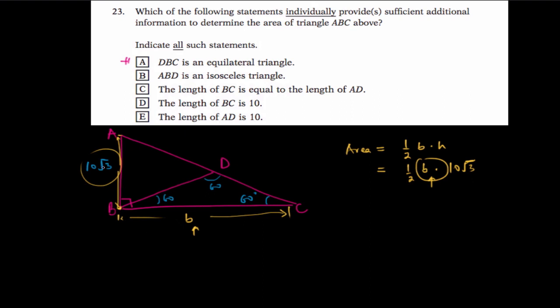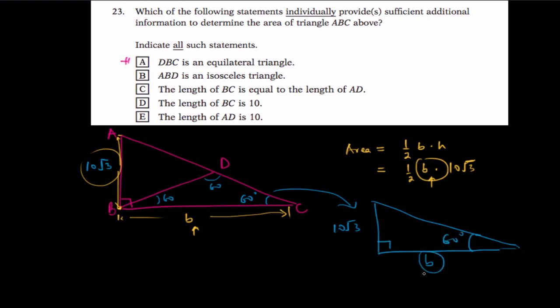Looking at this whole big triangle, you'd obtain something like this. Here is 10 root 3, here is B, while this angle here is 60 degrees, and this is 90 degrees. So I can find B. Why? How do you do it? Now this is the opposite, while this is the adjacent. So by our knowledge that the tangent of 60 equals the opposite, which is 10 root 3, divided by the adjacent, which is B.